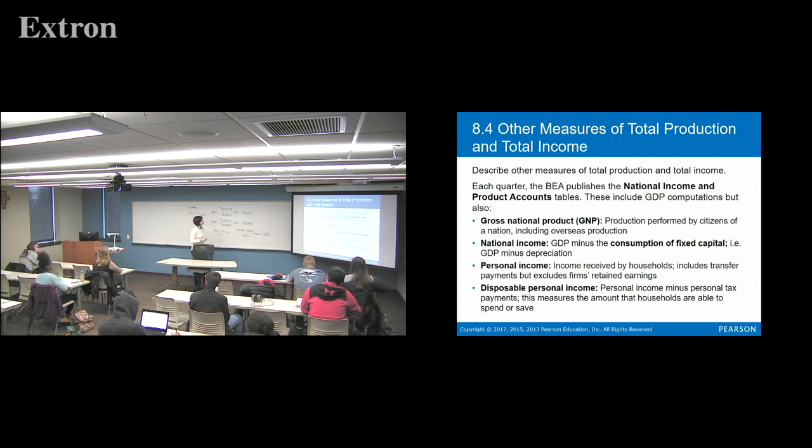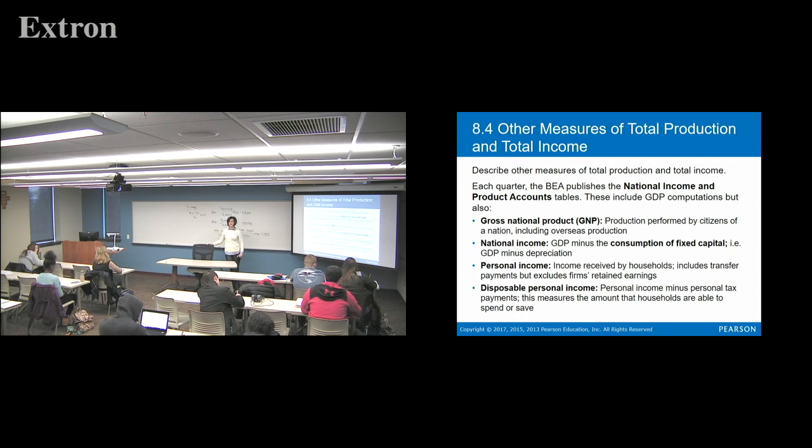So we have something called gross national product. And instead of GDP, gross domestic, right? This is production performed by citizens of a nation, including overseas production. So GDP does not currently include that. So this is another measurement. National income is GDP minus the consumption of fixed capital. For example, it's GDP minus depreciation.